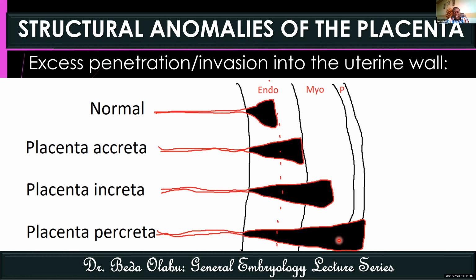The problem with this type of placentation is that once this baby has been born, the placenta will refuse to come out. So you'll have what we call retained placenta. And this can be associated with a lot of bleeding after delivery, what we call postpartum hemorrhage.